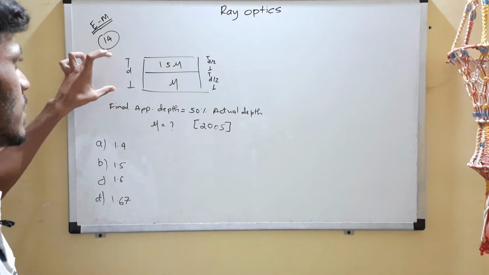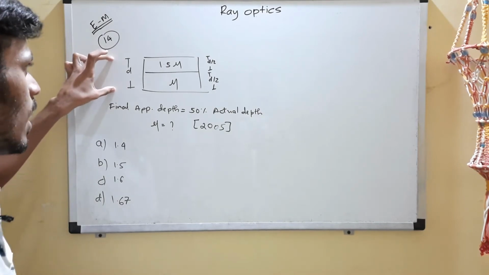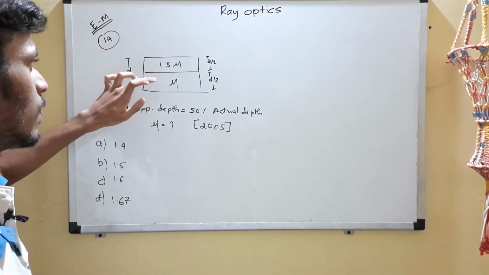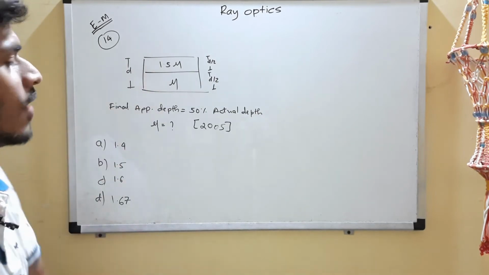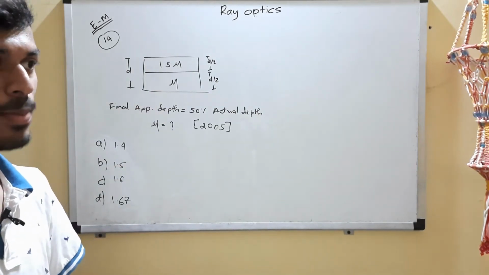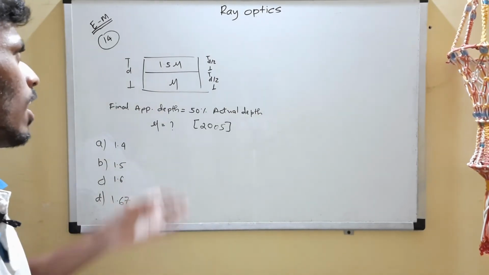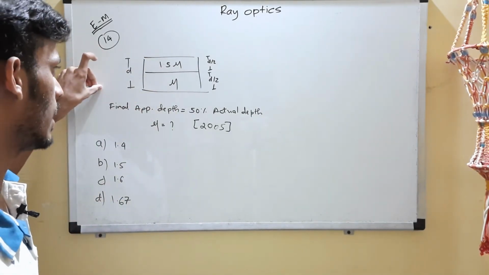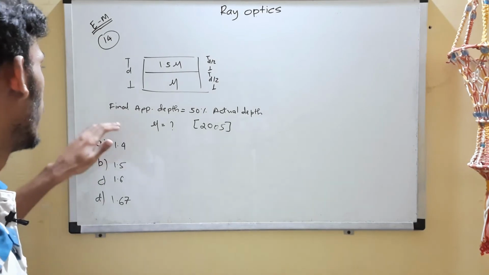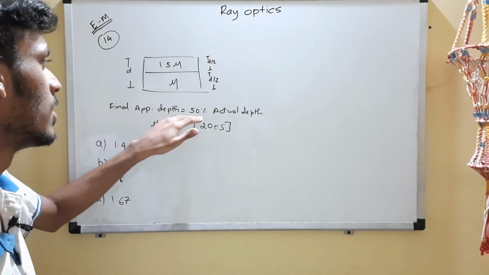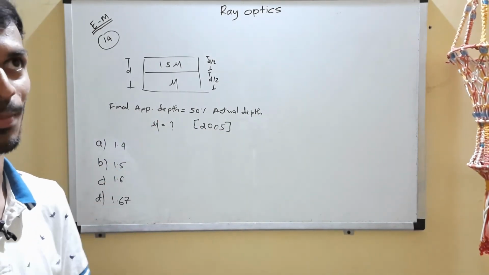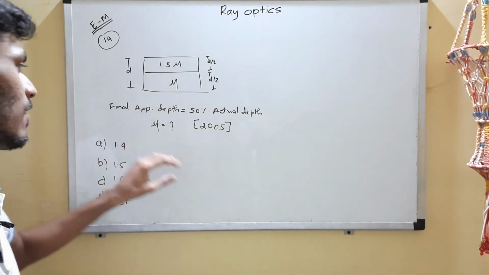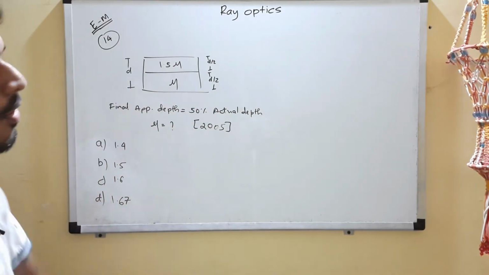Here we have a vessel of depth d, and we have two liquids, one with refractive index mu and the other one with refractive index 1.5 times mu. Both of them half fill your vessel, and they are immiscible, of course, and the final apparent depth is 50% of the actual depth. This is the data that is given in the question. You are supposed to find the value of this mu.